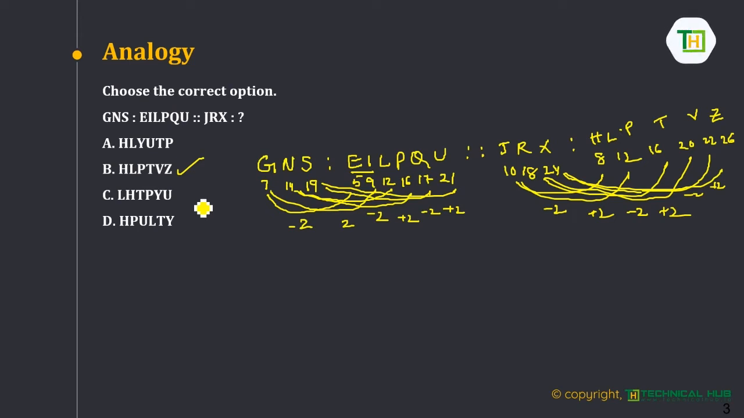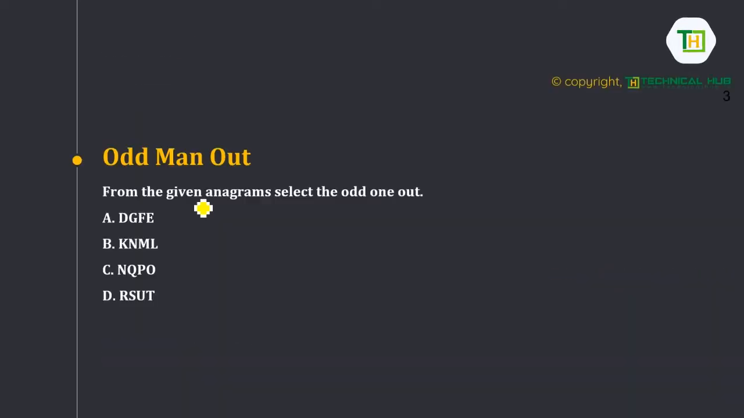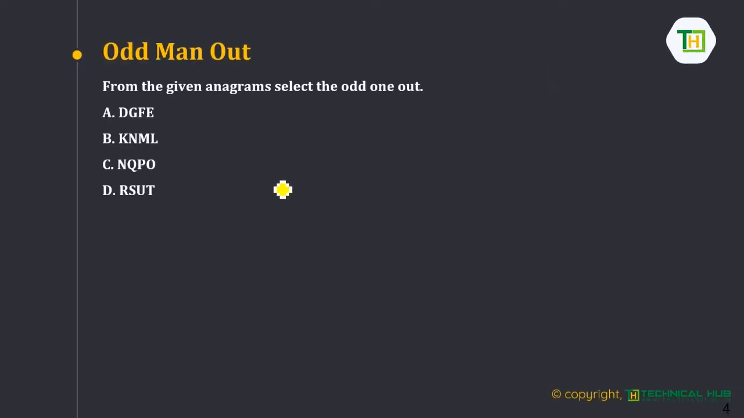Suppose the problem is difficult, I will explain it briefly. This one is a simple problem. Move on to the next: odd one out. Odd one out means you have to choose one among the given options, where three are following a particular pattern and the fourth one is completely different from the remaining.